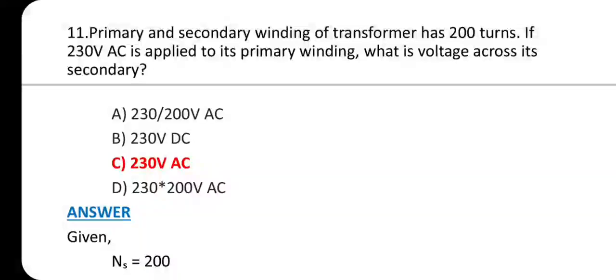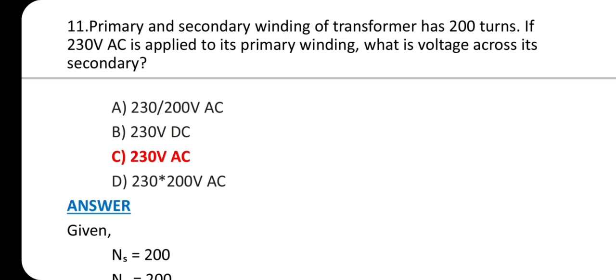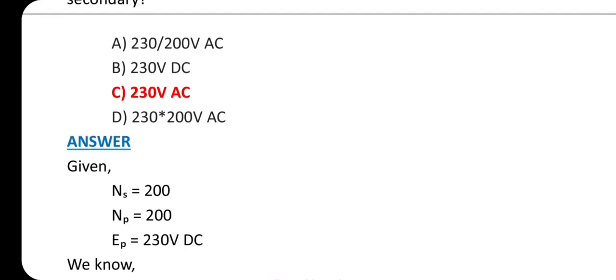Question number 11. Primary and secondary winding of a transformer has 200 turns. If 230 volt AC is applied to its primary winding, what is the voltage across its secondary? Answer is option C, 230 volt AC. Here given NS equal to 200 and NP equal to 200 turns and EP, that's primary voltage, is 230 volt AC, not DC, it is AC.